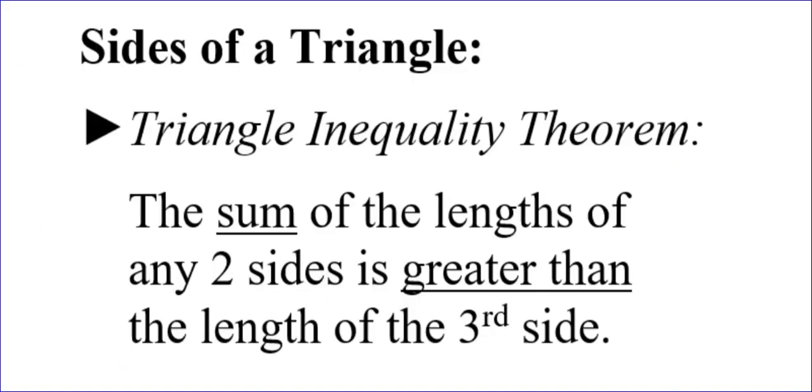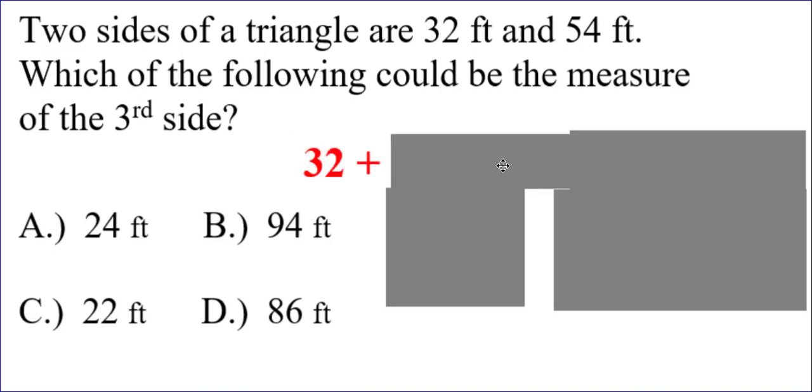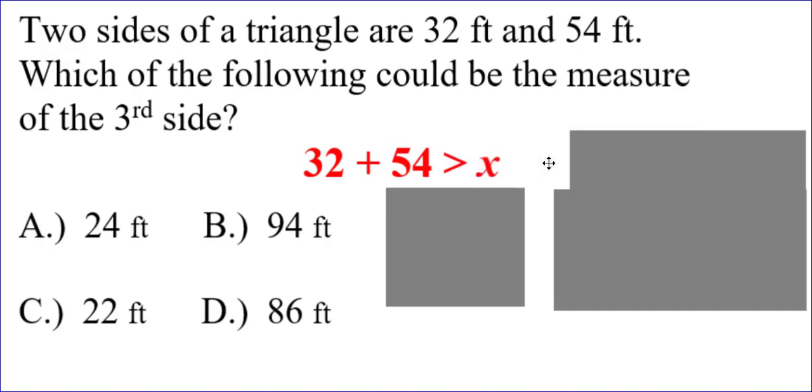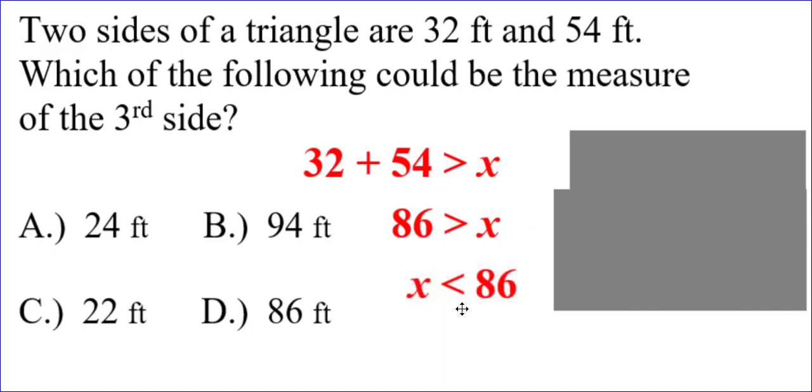This has to do with the triangle inequality theorem, that the sum of the lengths of two sides has to be greater than the length of the other side. So we can use that idea. Starting with the two sides we're given, 32 and 54, we can add them together and say that it's greater than the third side. Well, what is the third side? We don't know. We can call that a variable. Well, we know 32 plus 54 is 86. This means x is going to have to be less than 86 when you flip the entire inequality symbol around.